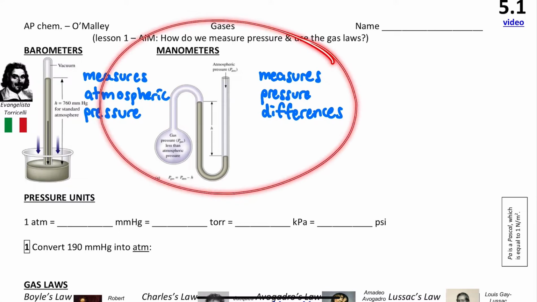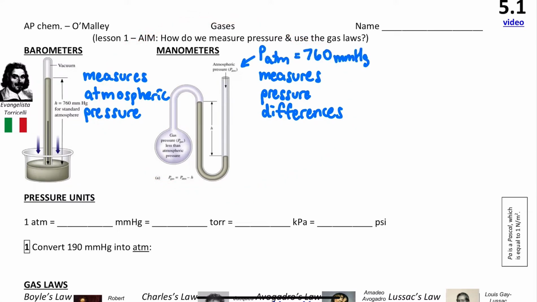So let's look at the manometer more closely. Let's say we have some atmospheric pressure of 760 millimeters of mercury. That's roughly what sea level atmospheric pressure is. And I have some gas contained in that flask there. I want to know what is the pressure of that gas. We can measure the height difference between the two liquid levels. Let's say we do that and we get 32 millimeters of mercury. Not a whole lot of a difference, but that's the difference between the atmosphere and the gas.